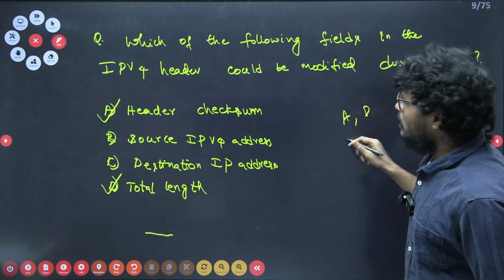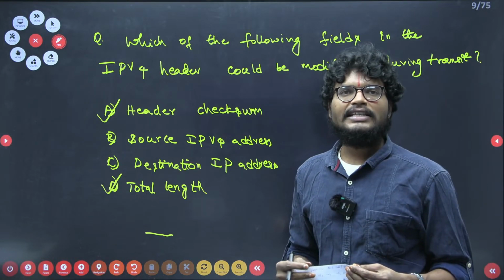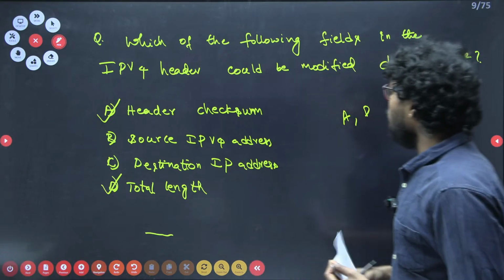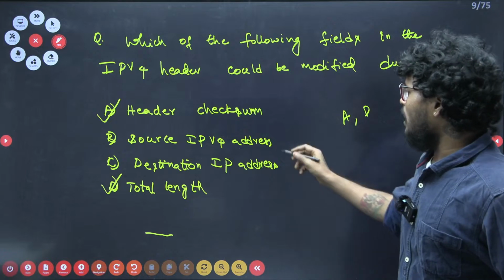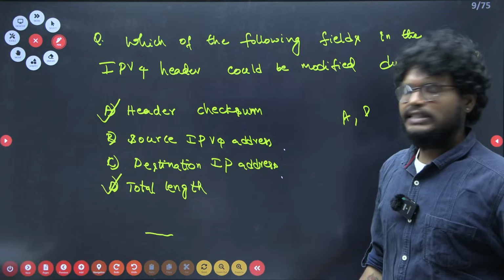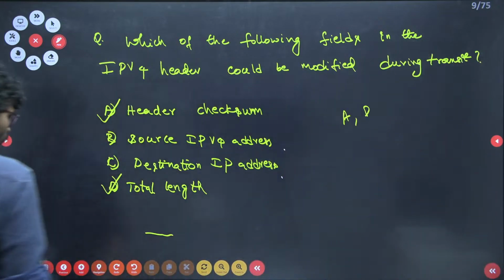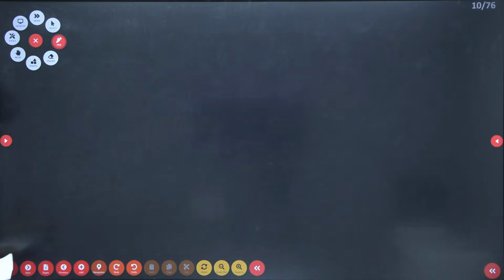So the header checksum and total length, these two fields can change during transit from source to destination in an IPv4 header. So the source IP address and destination IP address remain the same. Let us go to the next question.